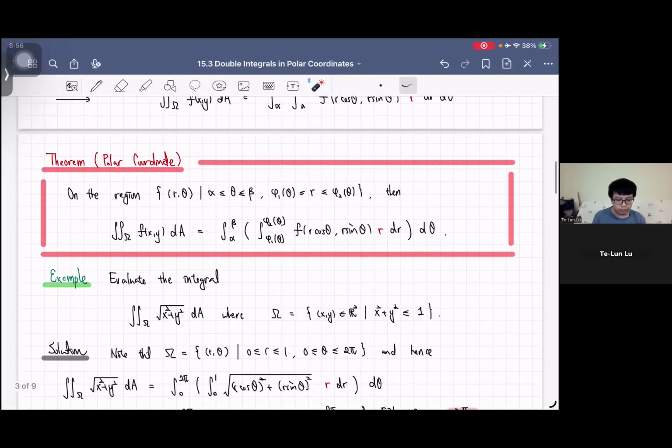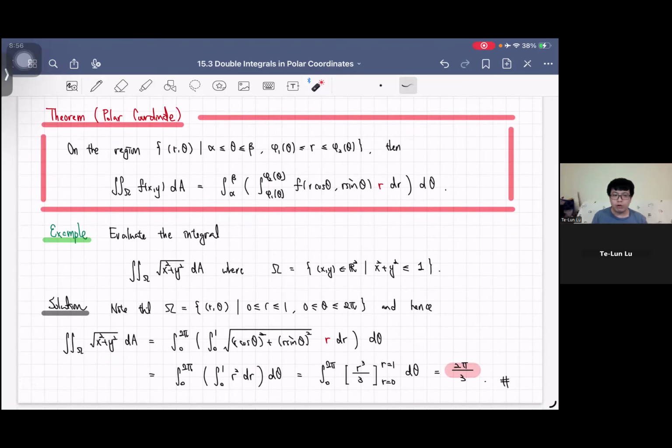So let us state the theorem clearly. If we're working with a particular, this should be called type 1 region, I think. Given a particular theta, a constant bound alpha, beta, and r has a functional bound depending on theta. So different angles give different radius, say v1(theta) and v2(theta).